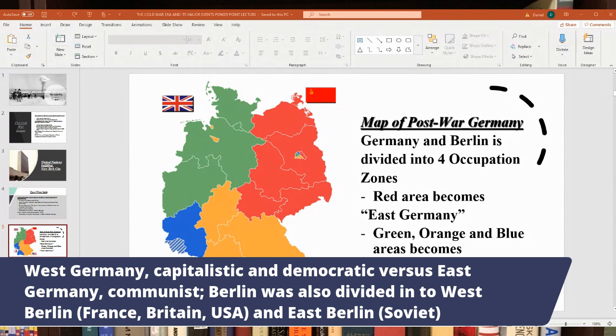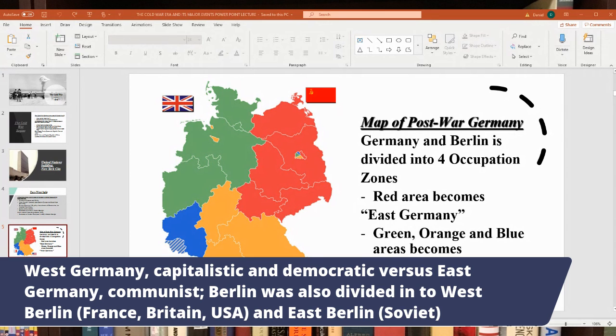And East Germany would be, of course, communist, socialist, and under the Soviet umbrella of the Soviet Union and what they call the Eastern Bloc countries, which was later part of what they call the Warsaw Pact, as they called it. And what happened on top of that was they divided Berlin up too, as well. And so West Berlin was occupied by France, Britain, and the United States.